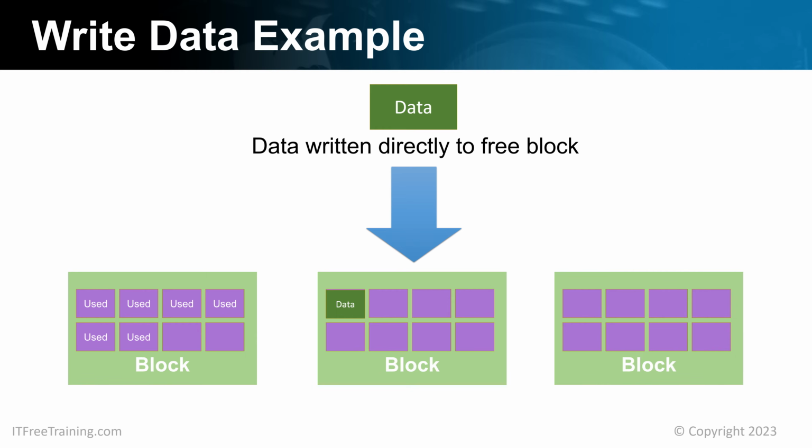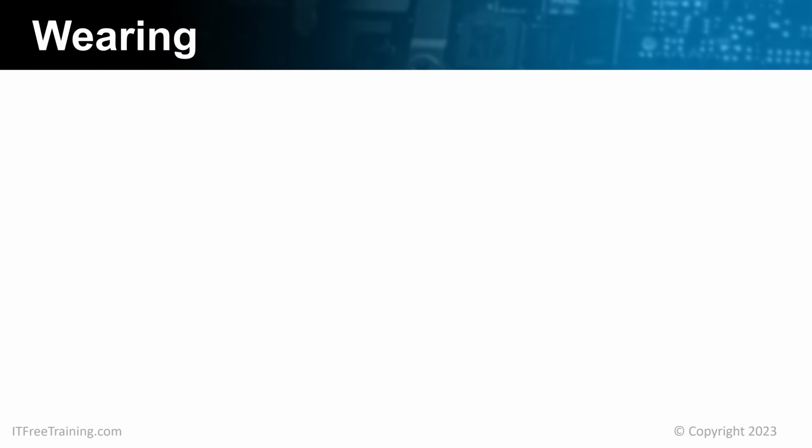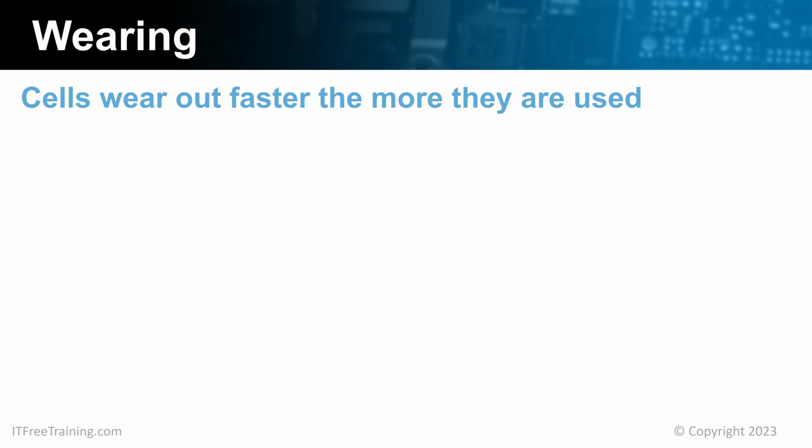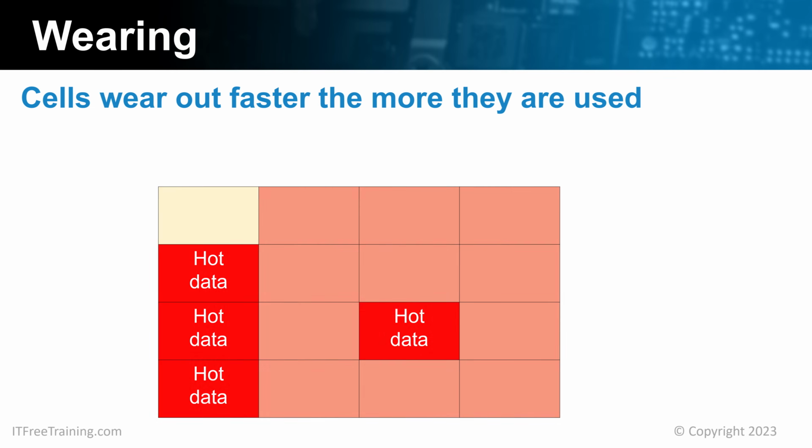Unlike hard disks, solid-state drive cells wear out over time. This needs to be managed. The next consideration with solid-state drives is wearing. Cells in a solid-state drive wear out faster the more they are used. This becomes a problem when you have files that are written to often. For example, the file allocation table on a drive will be updated every time a change on the drive is made. Files on the drive that are updated often are referred to as hot data. Data that is not written to often is called cold data.